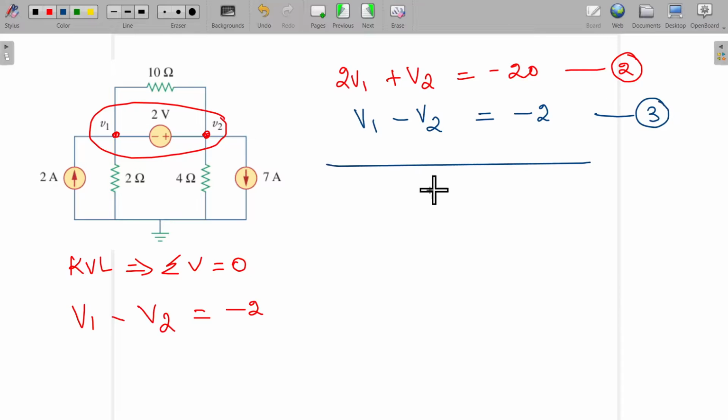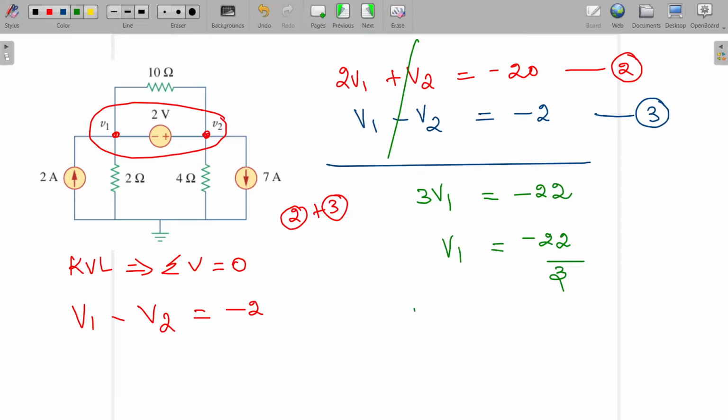Now when you solve these two equations by adding both, that means the second equation and the third equation, V2 gets cancelled and we get 3V1 equal to minus 22. That means V1 is equal to minus 22 divided by 3, that is equal to minus 7.33 volts. So we got one answer now.